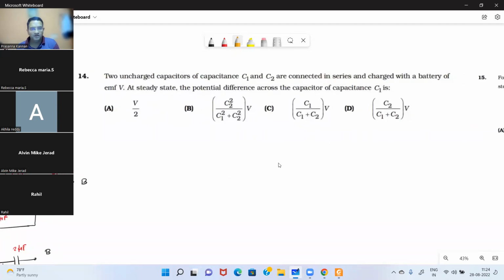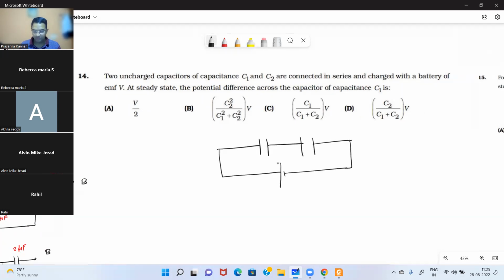Question number 14. Two uncharged capacitors of capacitance C1 and C2 are connected in series and they are charged with a battery of EMF V volts. At steady state, the potential difference across the capacitor of capacitance C1 is, okay. So we have two capacitors which are connected in series to a battery. The capacitors are C1 and C2. And let's say the EMF is V, right?